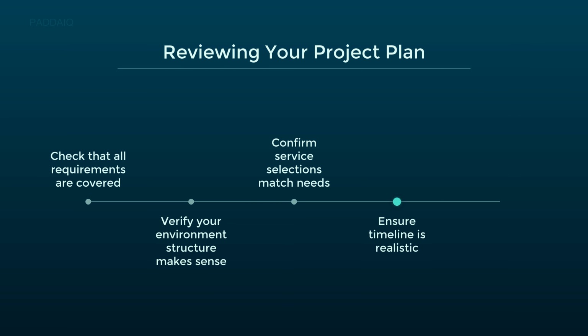Ensure timeline is realistic. This means checking that your project schedule accounts for all tasks and potential delays. For example, if you are developing a mobile app, do not schedule 2 weeks for coding if testing and deployment also need time within that period. A well-planned timeline prevents rushed work and ensures quality outcomes.